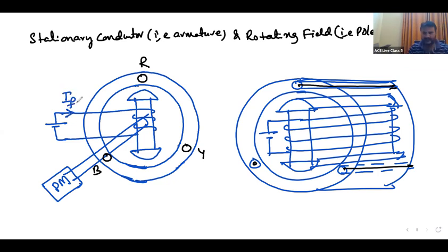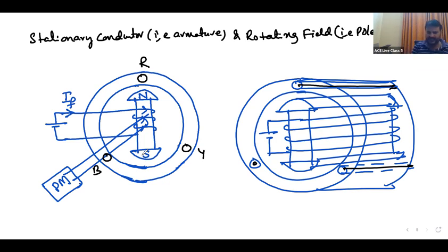When field current is given, based on the current direction, this acts as a north pole and this acts as a south pole. I think you will know the thumb rule; transformers are already completed, or at least BTech. What does the thumb rule say? The fingers indicate the current direction, the thumb indicates the flux. Coils are wound like this and give the flux, so the one giving the flux acts as a north pole.